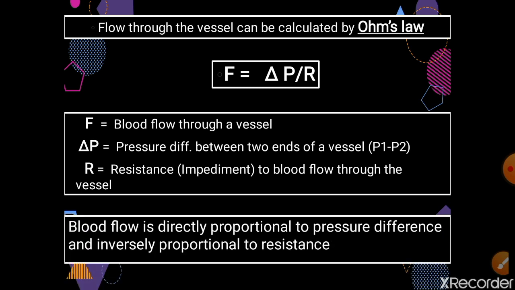As you can see from this formula, blood flow is directly proportional to the pressure difference and inversely proportional to the resistance faced by the blood while flowing through the vessel.